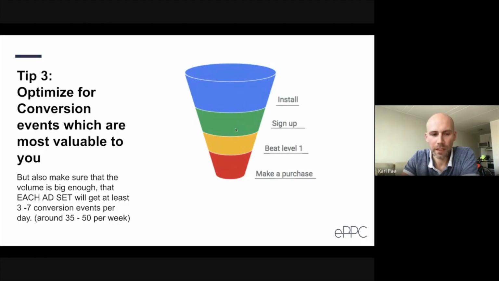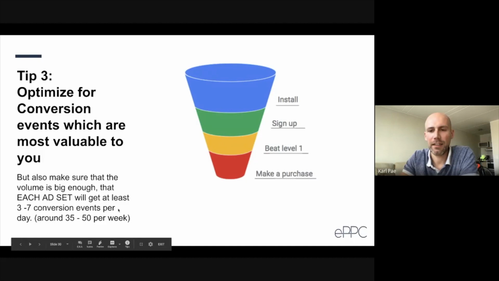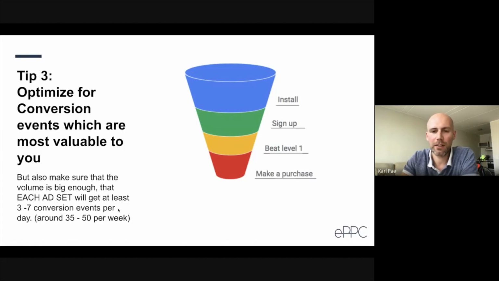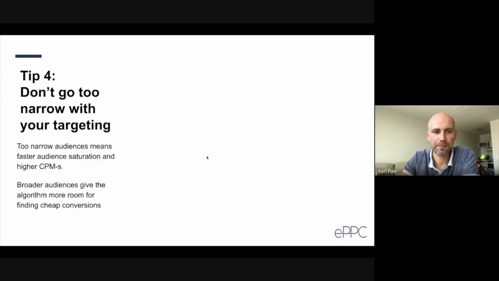So each ad set should have around 30 to 50 conversions a week. So you should pick some sort of event that gets you this amount of conversions. If it's less than that, then the system is going to really have a hard time learning and finding the best users. So you could start from installs, move up to signups once you have more data, and eventually get to optimizing for purchase events.